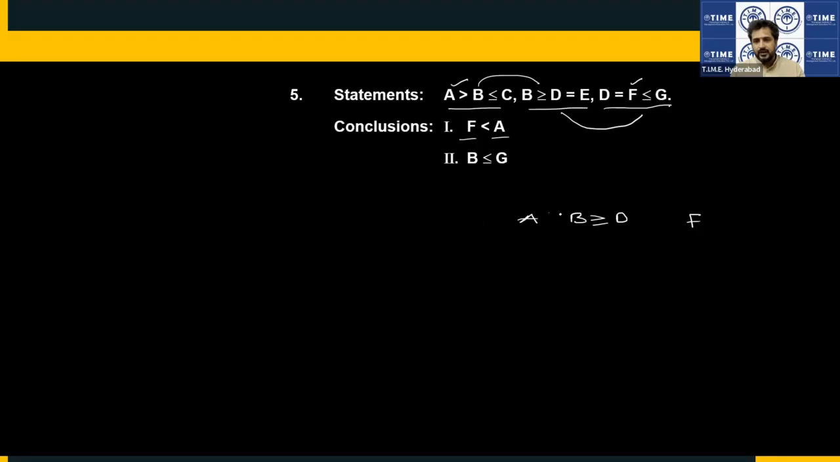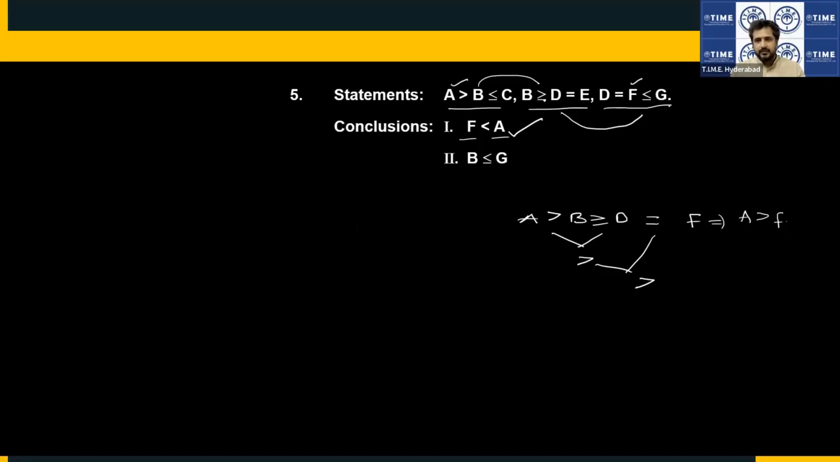A to B relation: A greater than B. D to F relation: D equal to F. Greater than or equal to leads to greater than. Greater than and equal to leads to greater than. So the conclusion that we can derive is A greater than F, which is as good as F less than A. So conclusion 1 follows. Let's move to the second conclusion.